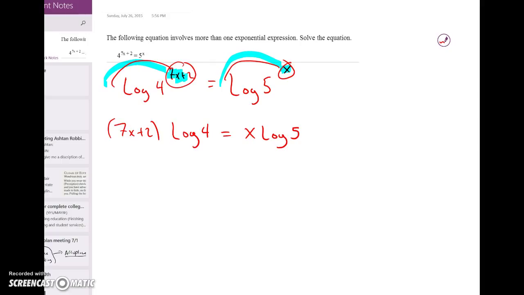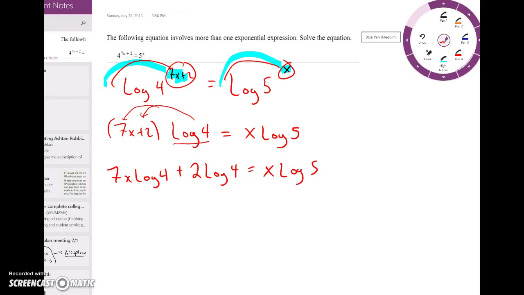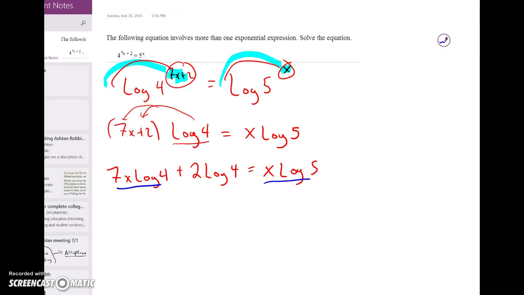And you see that normally when we distribute, something's written up front, but you can see we're going to need to take that log base 4 and we need to undo those parentheses. So we're going to have 7x log 4 plus 2 log 4 equals x log 5. And I'm going to go ahead and underline. You see we got an x term here and we got an x term here. So what I'm going to need to do is get both of my x terms on the same side. So I'm going to subtract 7x log 4.